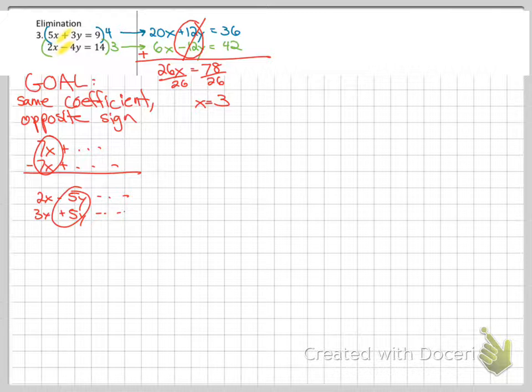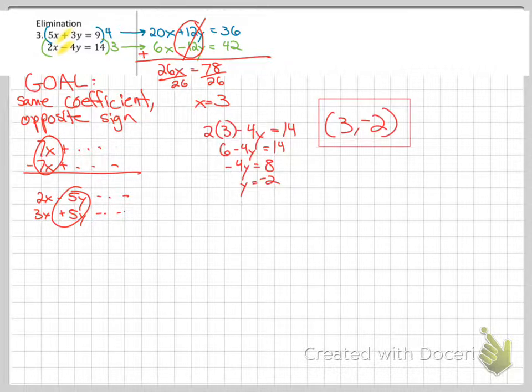Don't forget, the solution to a system is not just a single variable. It's the point where they cross. So now I need to plug that number into one of the other two equations and find y. Pick an equation, it doesn't matter which one. Plug x equals 3 in and see if you can find your y value. Pause your video. Okay, hopefully you got the point 3 comma negative 2. Those two lines would cross at the point 3, negative 2.